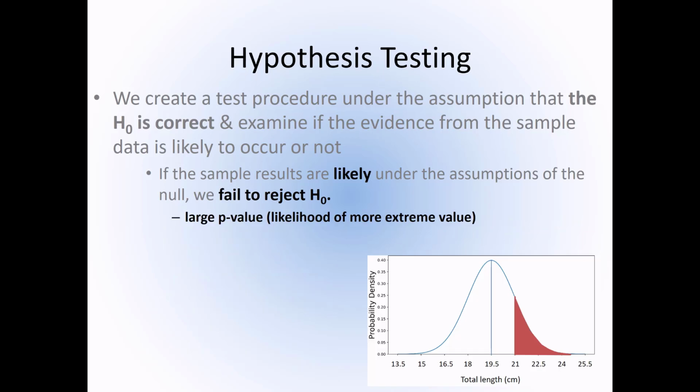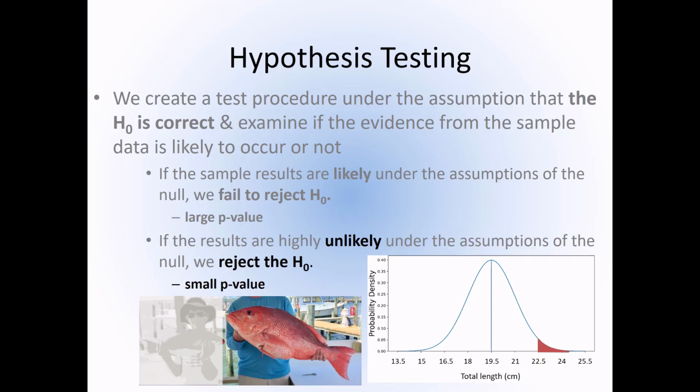Now, if this area under the curve, this p-value, is large, this proportion under the curve is large, then there's not a lot of evidence against the null hypothesis. It seems like we could have ended up in this part of the curve based on random chance, so we're going to fail to reject the null hypothesis. However, if that area under the curve is very small, if the p-value is very small, then we have a lot of support against the null hypothesis. It's pretty unlikely this extreme value occurred by random chance, so we're going to reject the null hypothesis.